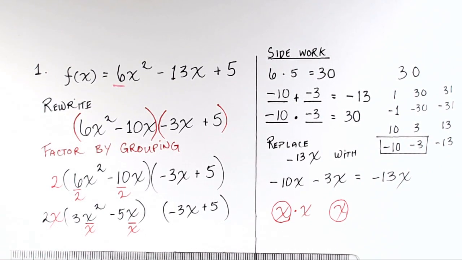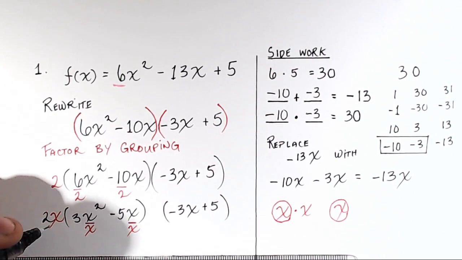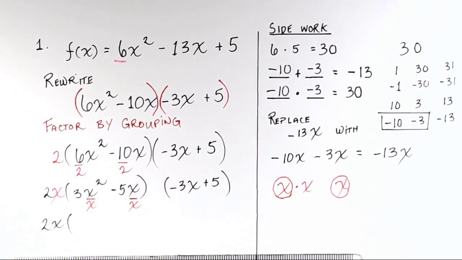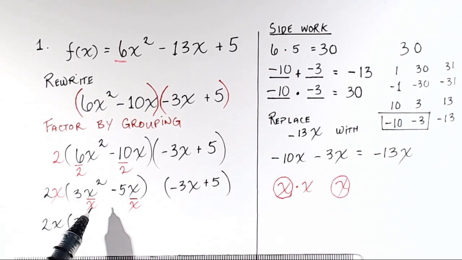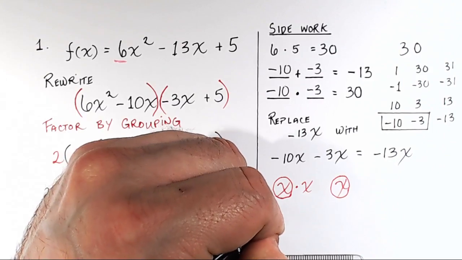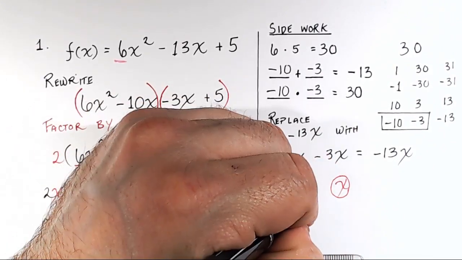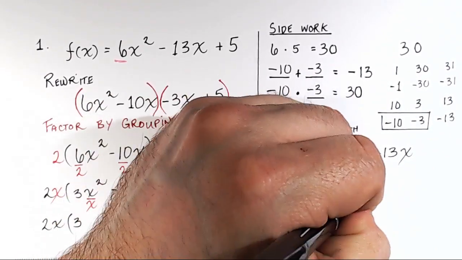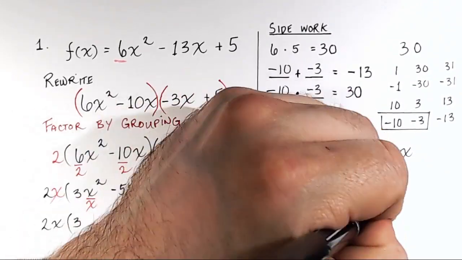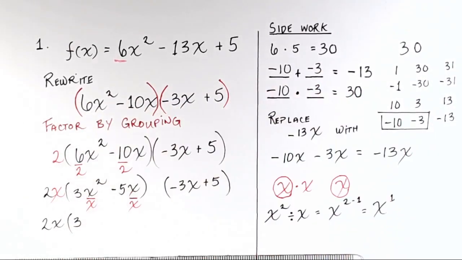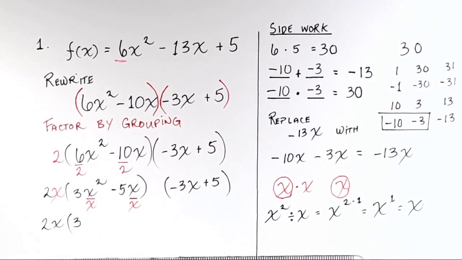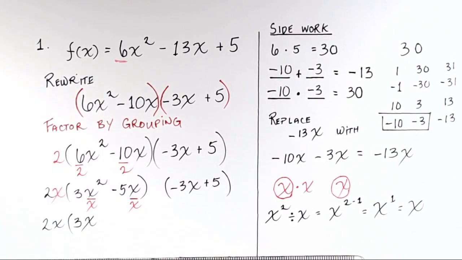Alrighty, so now let's rewrite. I've got 2x, open parentheses, 3. Now I've got to do this division, x squared divided by x. Now remember, x squared divided by x equals x raised to the 2 minus 1, or just x raised to the first power, which is just x. So 3x squared divided by x is just 3x.